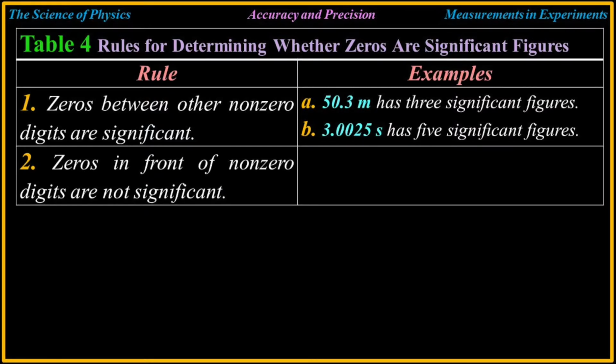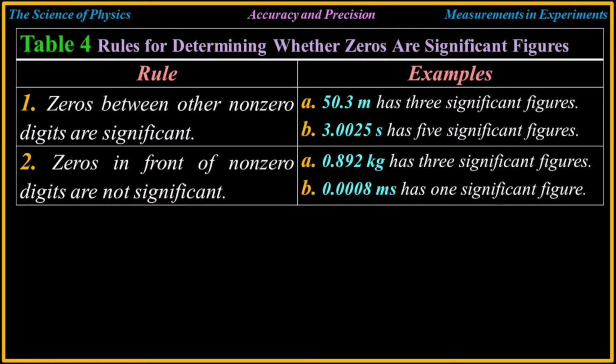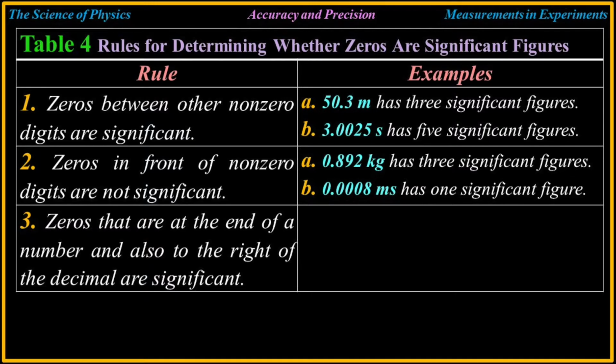Zeros in front of a non-zero digit are not significant. So that's in front of non-zero digits. So that has 3 significant digits. And there's 4 more, and that's only 1 significant figure. So those are easy to understand.